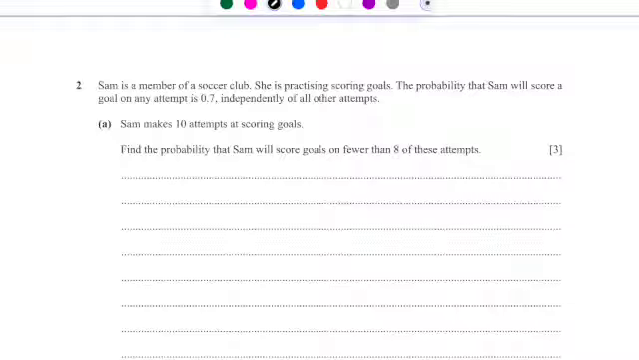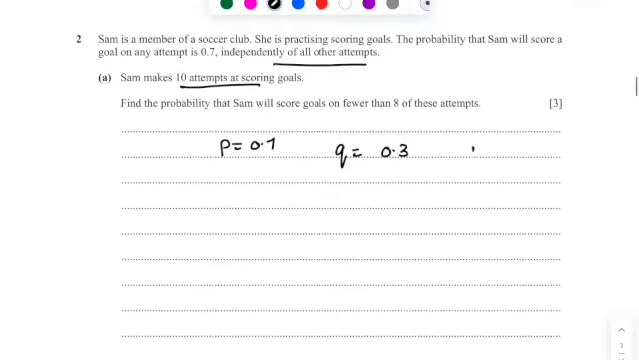The probability that Sam will score a goal on any attempt is 0.7. So the probability of success is 0.7, and failure is going to be 0.3. Independent of all other attempts, she makes 10 attempts at scoring goals. So n equals 10. Find the probability that she will score fewer than 8.